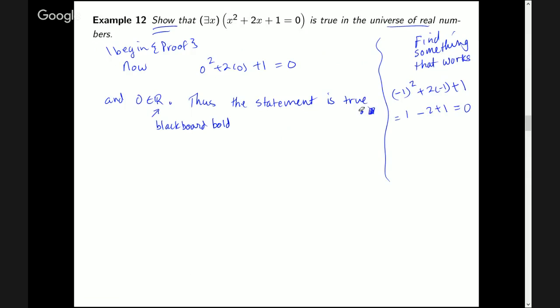I can put the period at the end of true. So notice how big my proof was. It's very short. Question.